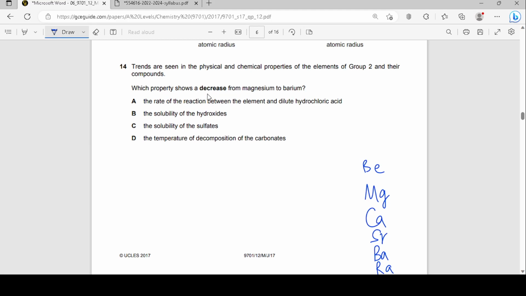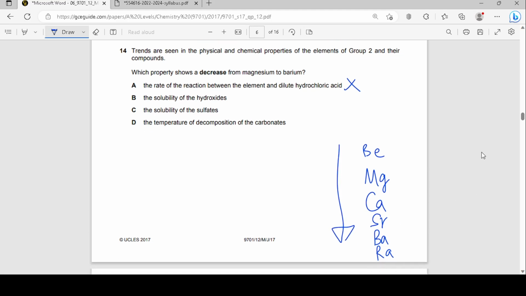Now, which property shows a decrease? The rate of the reaction between the element and dilute hydrochloric acid, that should decrease. So that's an increase actually. The rate of the reaction between a group 2 element and dilute hydrochloric acid increases down the group. Why is that? Imagine we have magnesium, which is just like this. Then barium, for example, will have a bigger atomic radius, and because of that, imagine this is the nucleus.